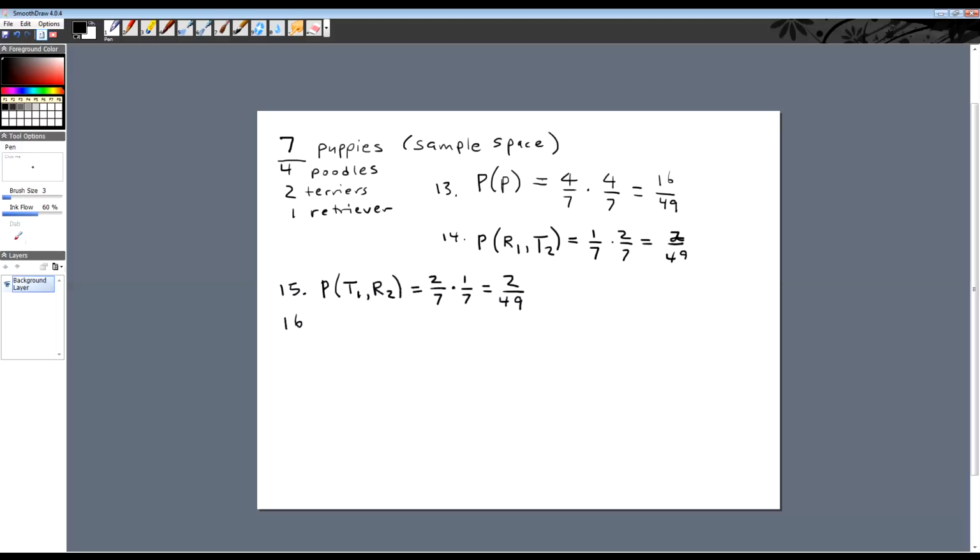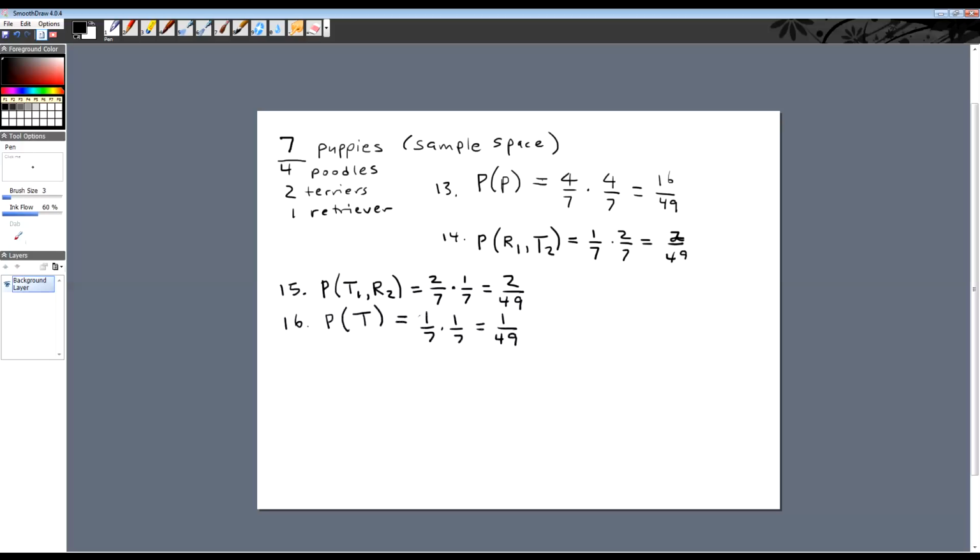In number 16, the probability that both would select a terrier is 1/7 times 1/7, or 1/49. This is assuming that they are just randomly selecting the puppies.